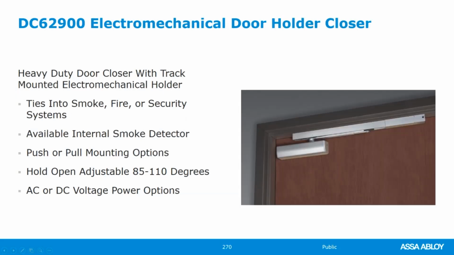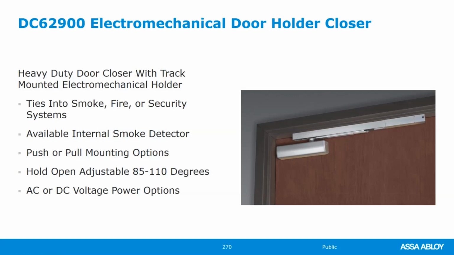Our DC 62900, again, that 9 tells us it's electromechanical, takes our 6000 series door closer and has an electromechanical track mount. Inside that track mount is a solenoid operated detent that will allow that to stay in hold open until the fire alarm goes off or the power goes off.